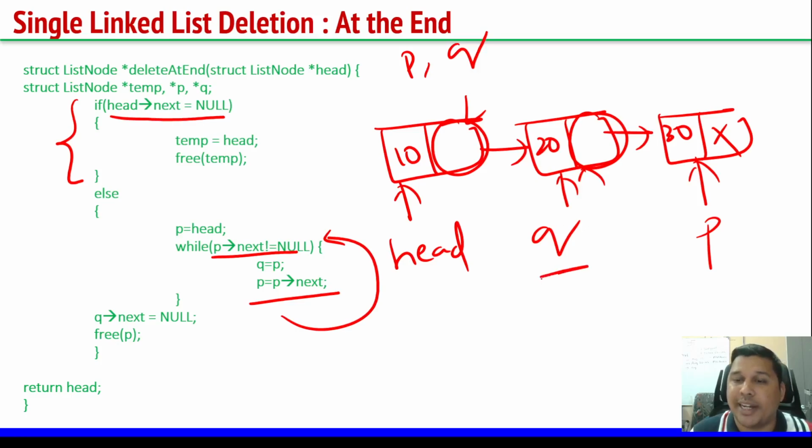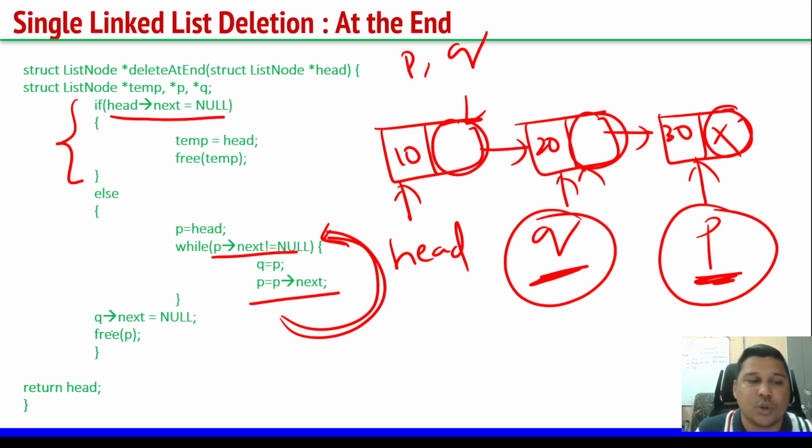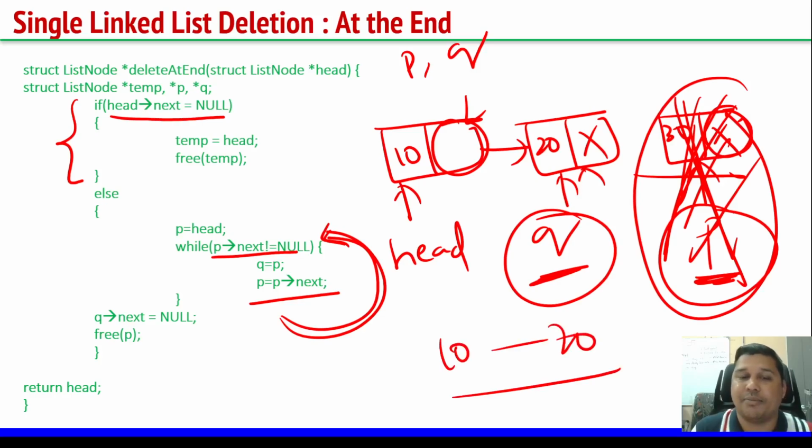Your Q has been updated to this location, and P has become this. Again go up and check the while condition. Is P's next not equal to null? No, it is null. Stop the process here. So your Q is here, your P is here. What you have to do? Q next equal to null. So just break this relationship and make this as null. Then free P. Free P means this will be deleted from the RAM. The memory allocation will be deleted. So your list becomes only 10, 20.